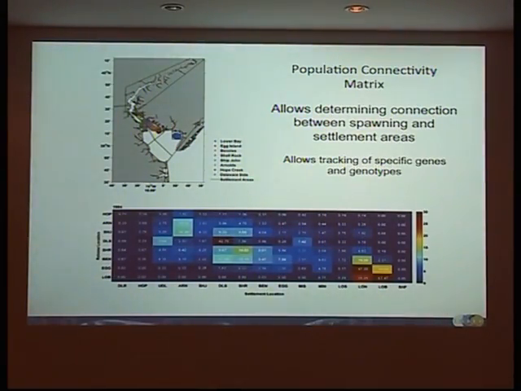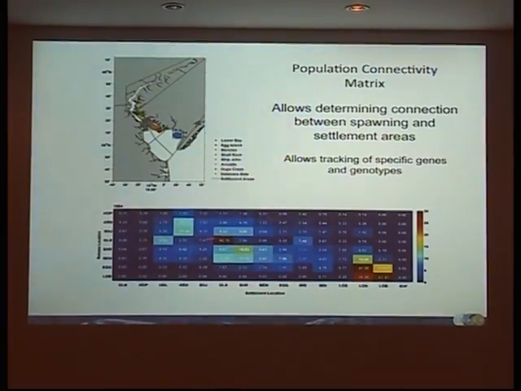So this is an example where this was applied to Delaware Bay. The colored areas here are actual natural reefs in the bay. If you release the particles from these reefs, and this was looking at the introduction of disease resistance into this bay, you mark the genes with the disease-resistant gene, and you want to know where it goes. What's shown here is a connectivity matrix where this is where animals were released, this is where they set.